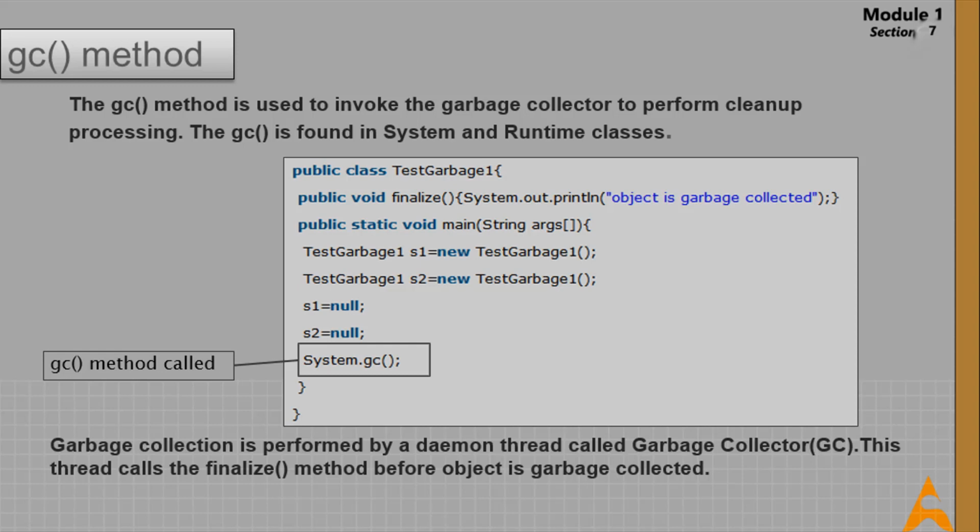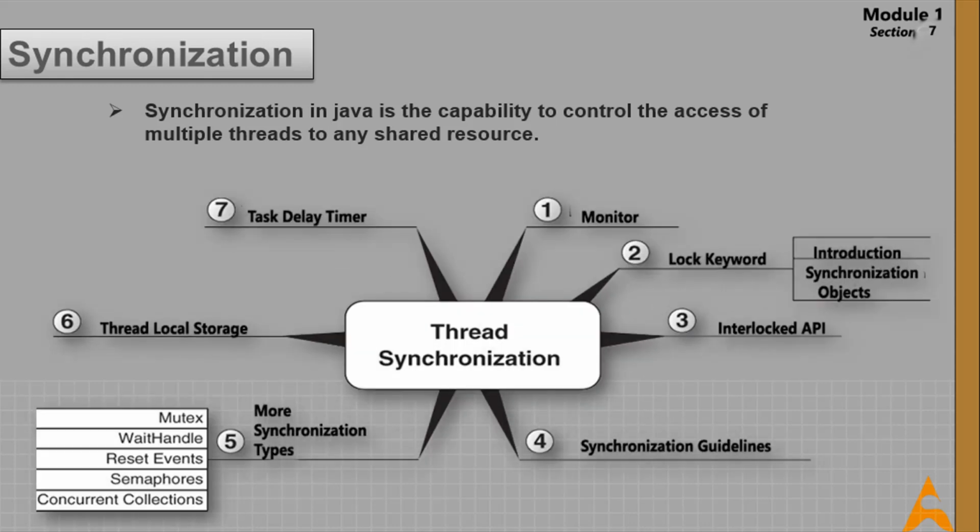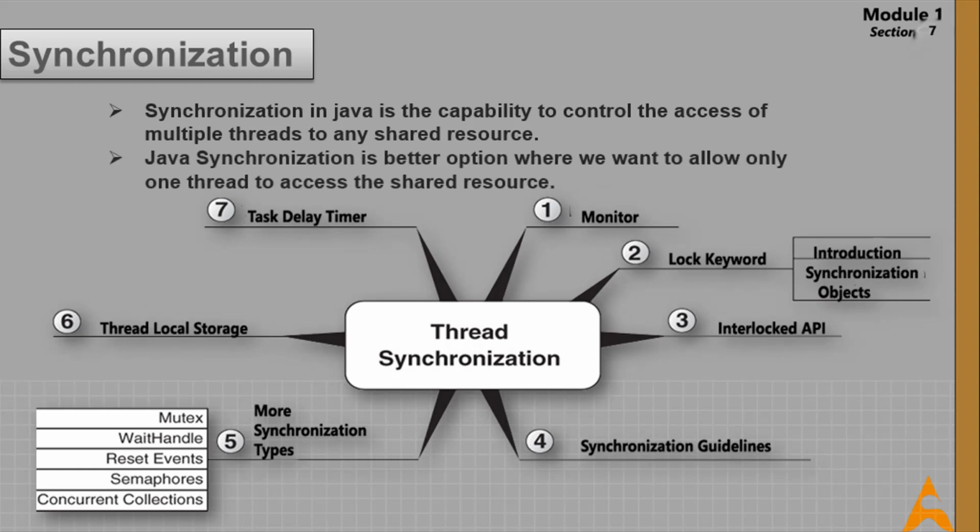Now let's talk about synchronization in Java. Synchronization in Java is the capability to control the access of multiple threads to any shared resource. Java synchronization is a better option where we want to allow only one thread to access the shared resource. You can see the figure on your screen. It describes the mechanism behind synchronization in Java.